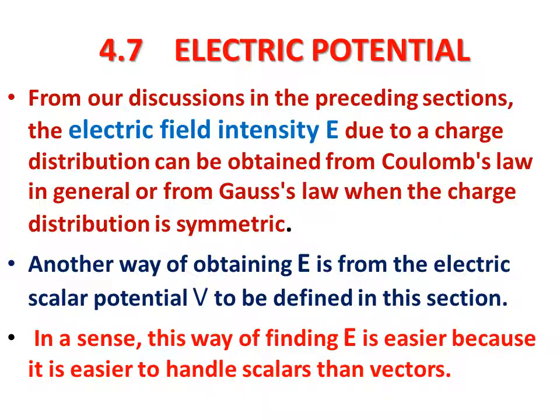Today we will discuss electrical potential. From our discussion in the preceding sections, the electrical field intensity, which we denoted as E, due to a charge distribution, can be obtained from Coulomb's law in general or from Gauss's law when the charge distribution is symmetric. Another way of obtaining E is from the electrical scalar potential, which we denote as V, to be defined in this section. In a sense, this way of finding E is easier because it is easier to handle scalars than vectors.